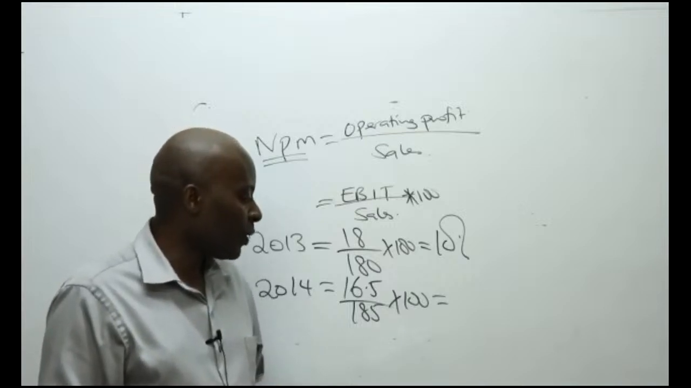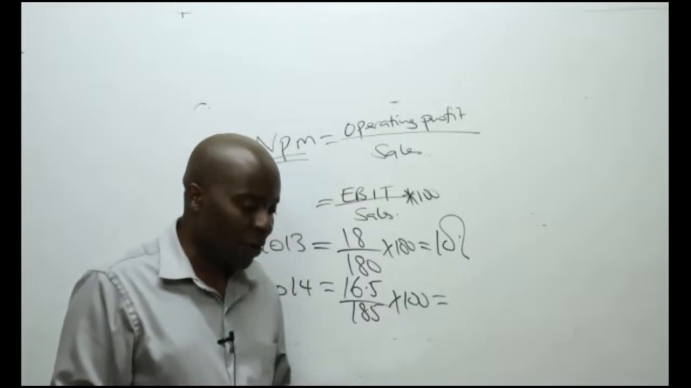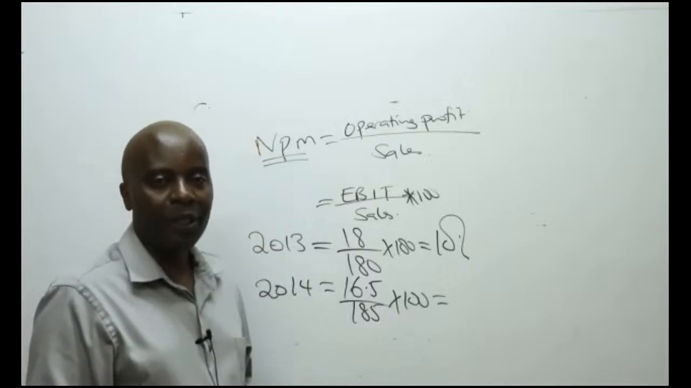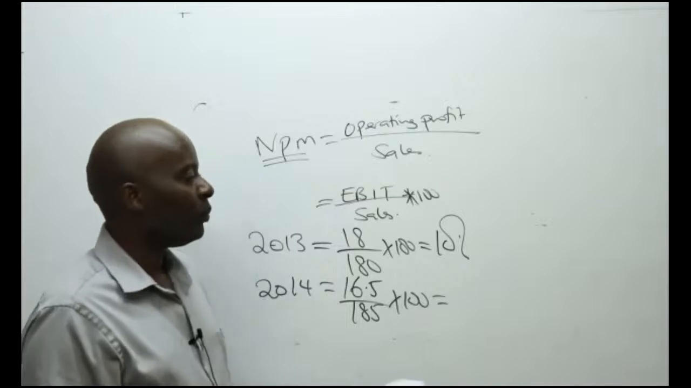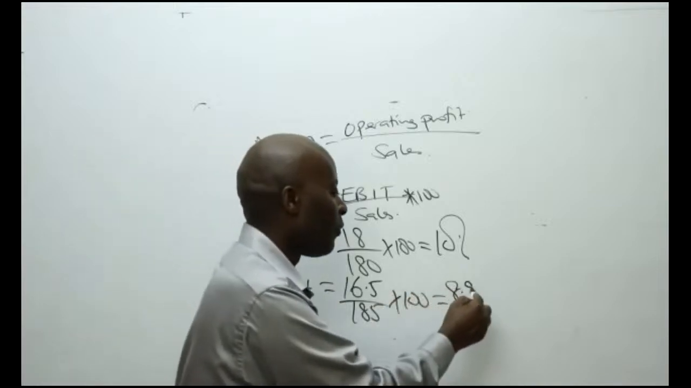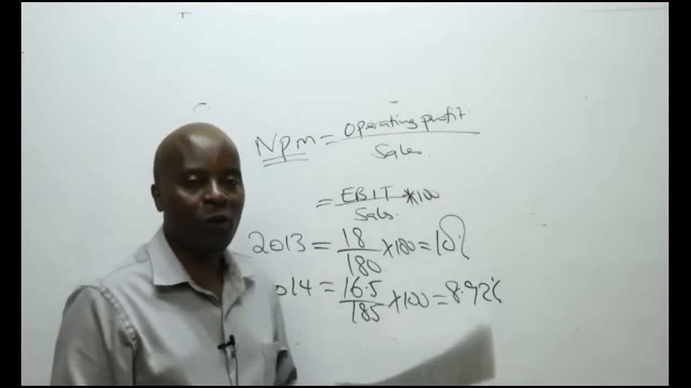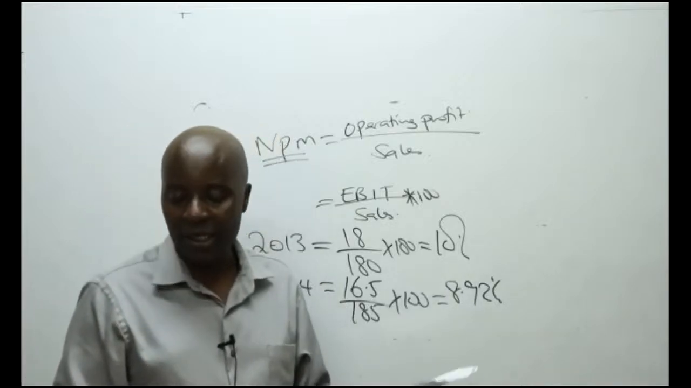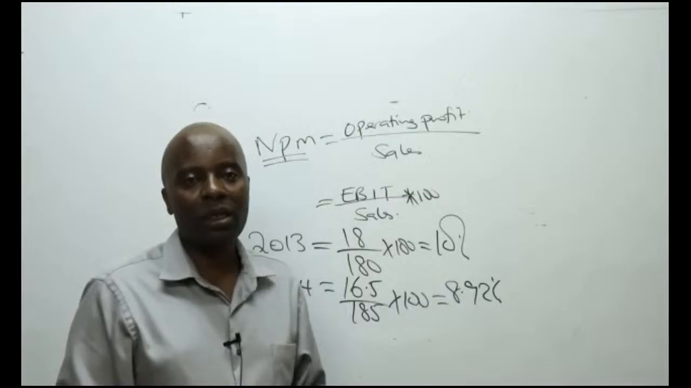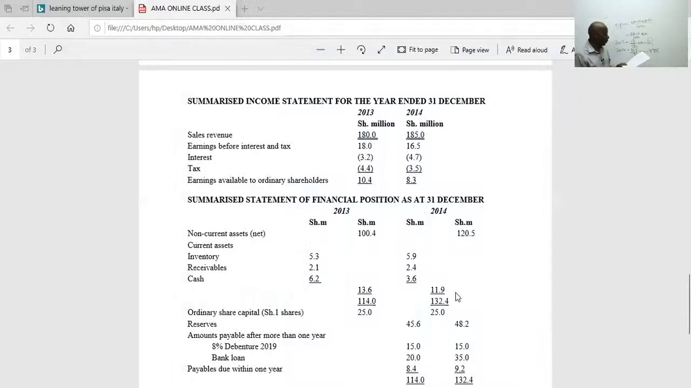So 16.5 divided by 185 times 100. What do we have there, somebody? 8.92. And of course, I've got a comment to make there: we can see there is a deteriorating performance. The performance is deteriorating. From there, we go to the next one, Roman 3.